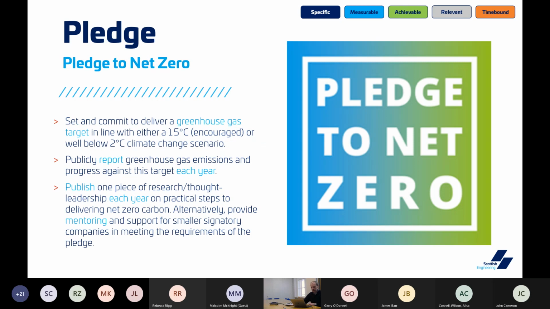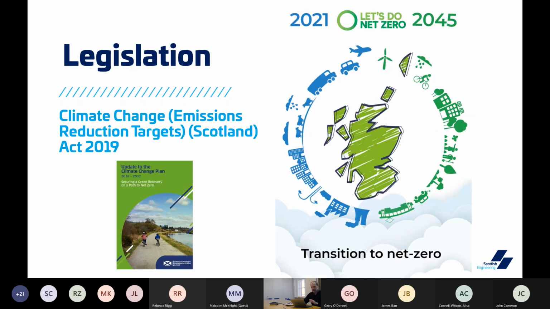Another one is a pledge to net zero, and here they are looking more at how you support your community. In that sense, they want that every year you either publish a paper that will be influential, or you mentor other businesses around you, showing them how you've got there and how they could get there. So it's publishing or mentoring. It's a different way to look at it.